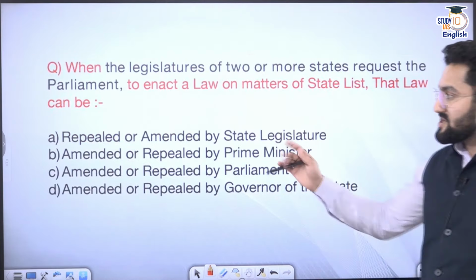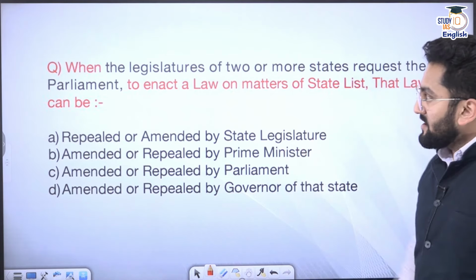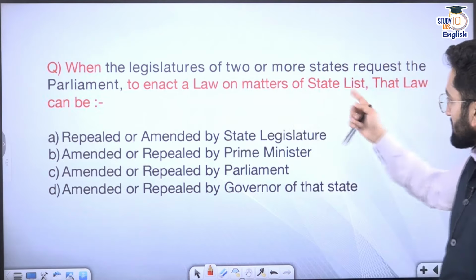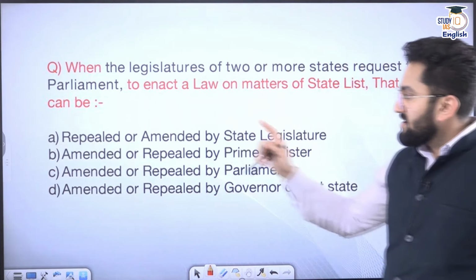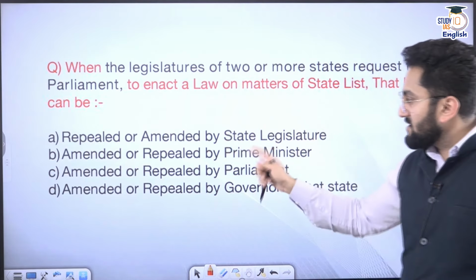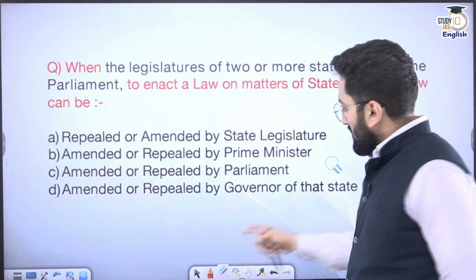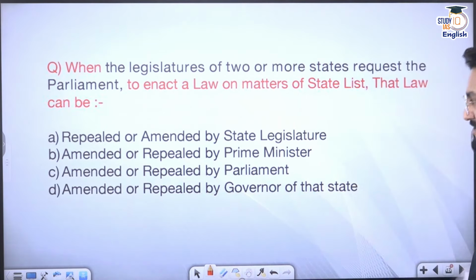Okay. Now just attempt this question. When the legislature of 2 or more states requests the Parliament to enact a law on matters of state list, that law can be repealed or amended by: state legislature, Prime Minister, Parliament, or governor of that state.